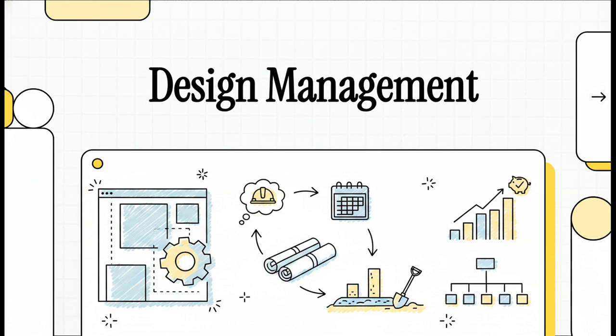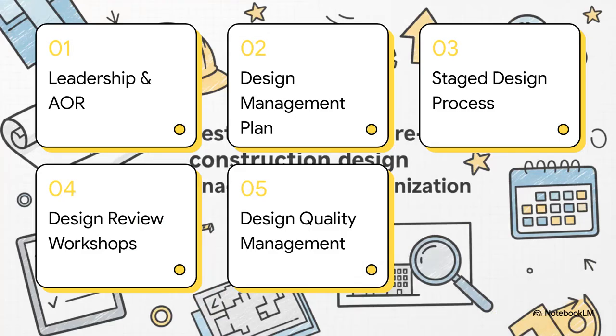Look, if you've ever wondered how mega projects manage to prevent disastrous cost overruns before a single shovel even hits the dirt, well, it all comes down to the frameworks we're diving into today. Here's our roadmap for this explainer. First, leadership and the architect of record. Second, the design management plan. Third, the staged design process. Fourth, design review workshops. And finally, design quality management.